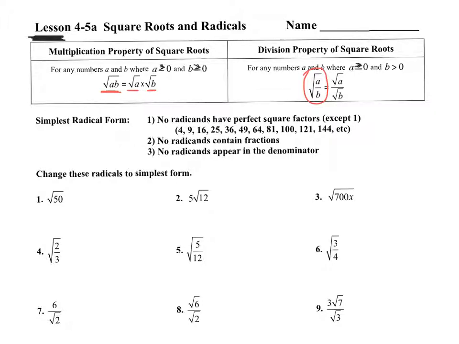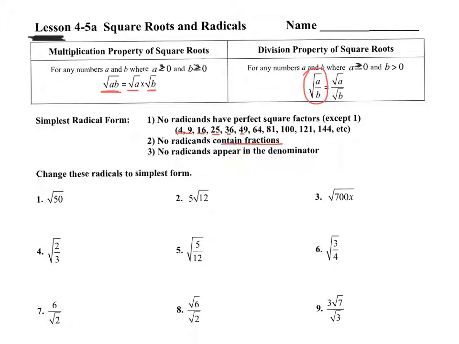Simplest radical form. So from here on out in this chapter, everything needs to be in simplest radical form always. Simplest radical form means these three things, okay? So no radicands have perfect square factors except for one. So you cannot have any of these factors as part of your new ending number, okay? And I'll show you what I mean by that as we do it.